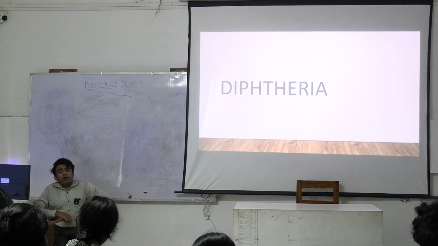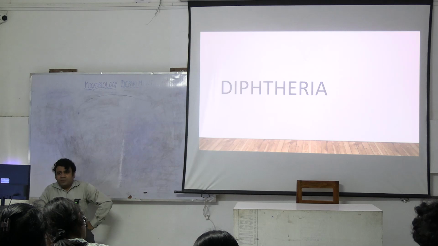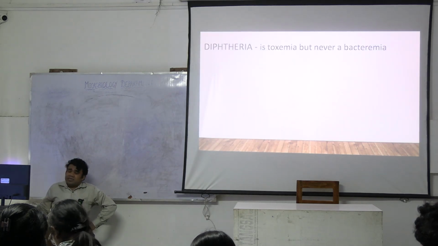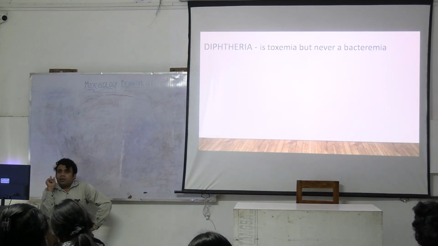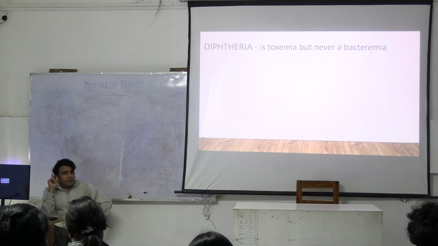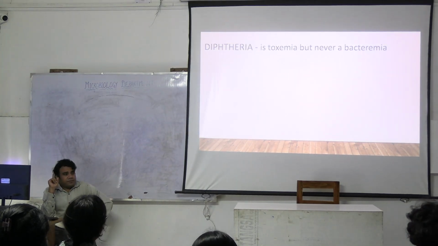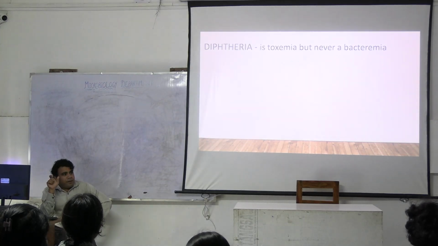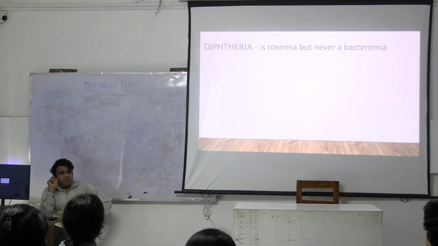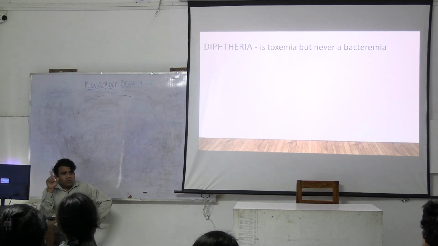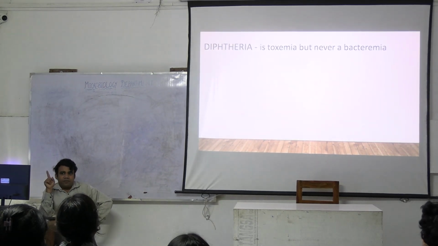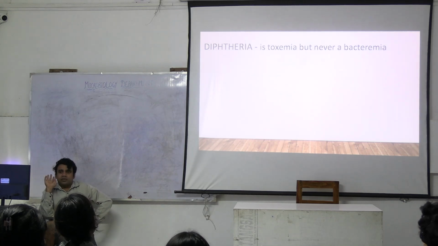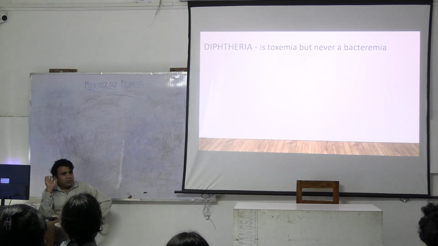The next very important disease that you have to rule out is called diphtheria. Now what is diphtheria? Keep this in mind, diphtheria is a toxemia, not bacteremia. Emia means in blood, toxemia means presence of toxin in blood, bacteremia means presence of bacteria in blood. So in diphtheria, the disease is due to toxin, not due to the bacteria itself. The bacteria remains in the local site. The toxin is absorbed in the systemic circulation.